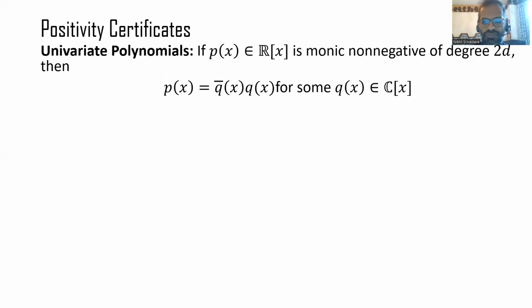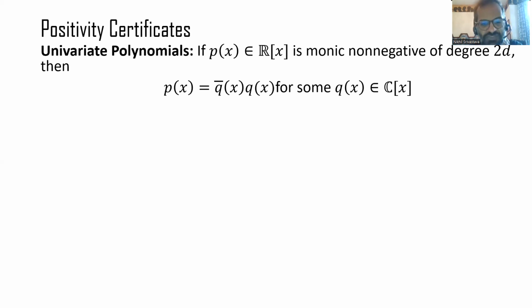Okay, so let's begin by recalling a positivity certificate that we're all maybe familiar with. And that is for univariate polynomials. So suppose I have a monic, non-negative univariate polynomial of degree 2D over the reals. Then there's a certificate of this positivity. Namely, I can write P of x as q bar x times q of x for some complex polynomial q of degree D. And here bar is just a complex conjugate. So this is certainly positive because the right-hand side is a complex number times its conjugate. So this is a positivity certificate.